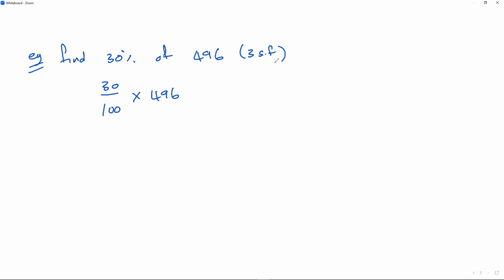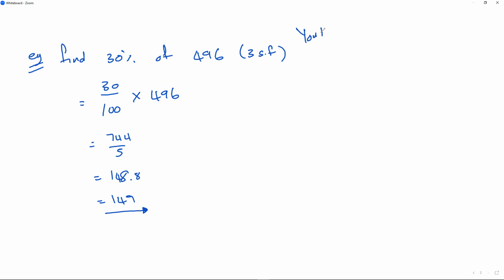Okay? So 30 over 100 multiplied by 496 comes to, this comes into a fraction 744 over 5. But I need to round it to three significant figures. So if I round it to three significant figures, it'll come to 149. All right, that's rounded to three significant figures. So 148.8, I could write that first. 148.8, rounded to three significant figures, 149.